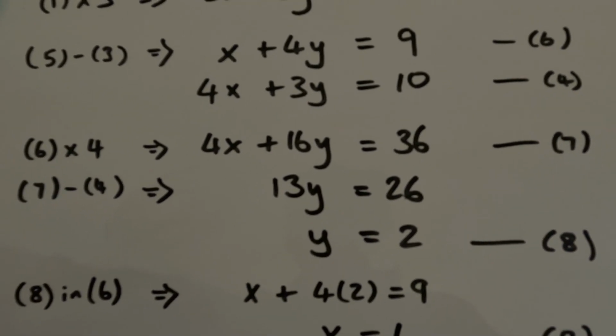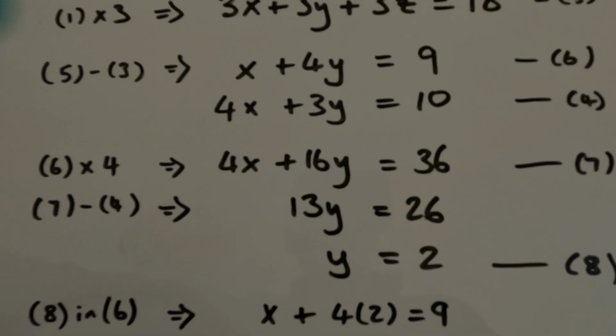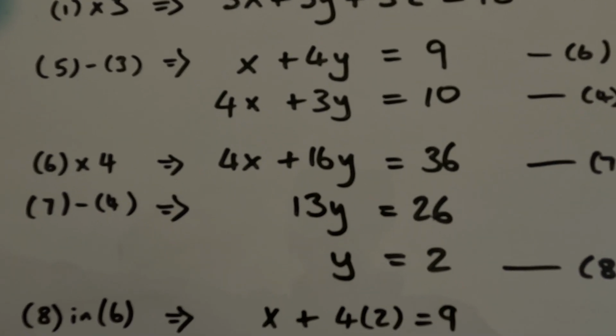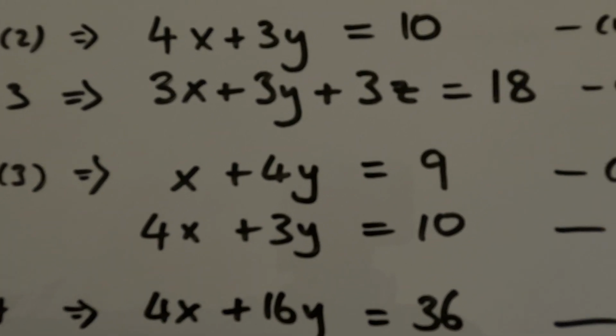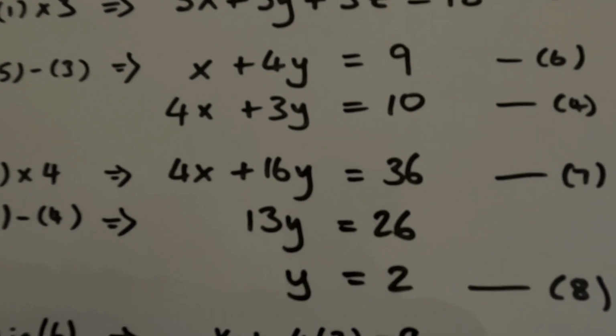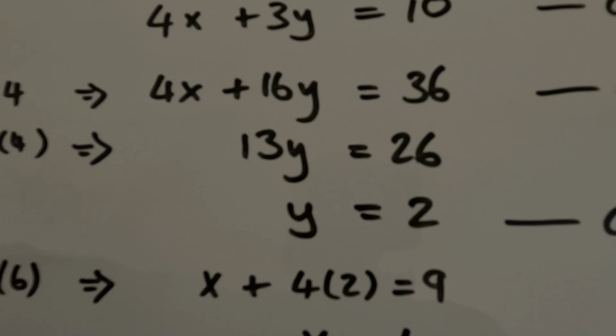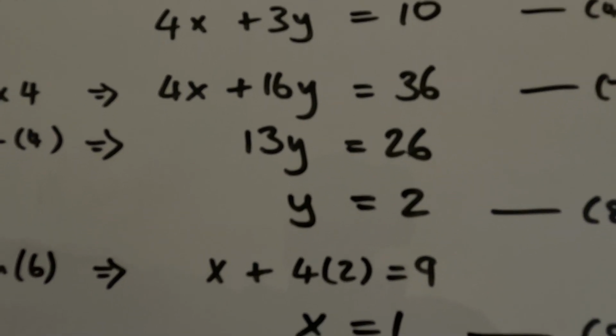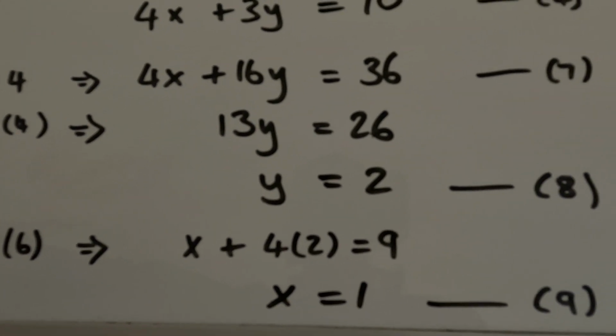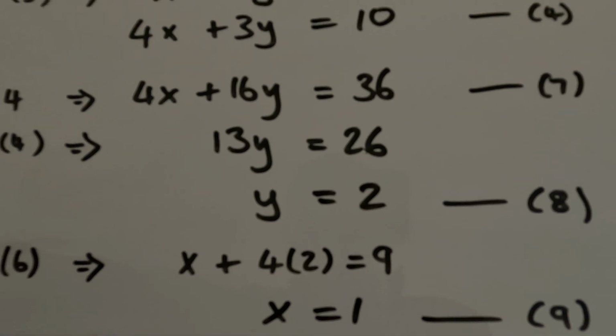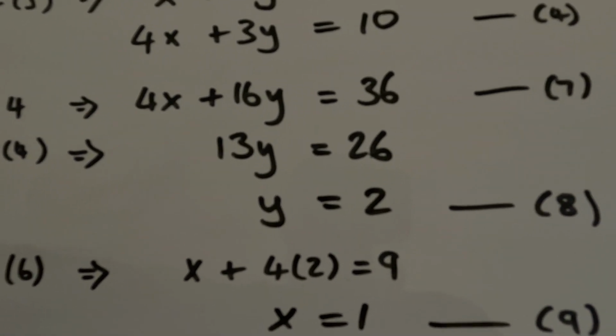So now I can plug in y equals 2 back into equation 6. So 8 into 6. Where's 6? 6 is x plus 4y equals 9. So I found y to be 2. So plug that in. I get x plus 4 times 2 equals 9. So x equals 1. Call that equation 9. So I found x and I found y.